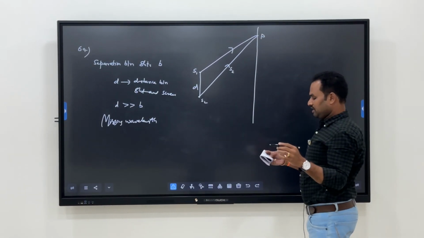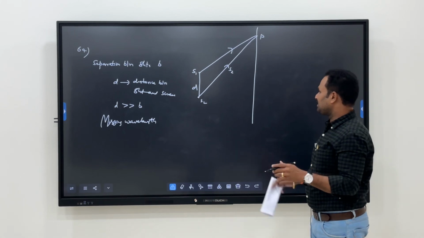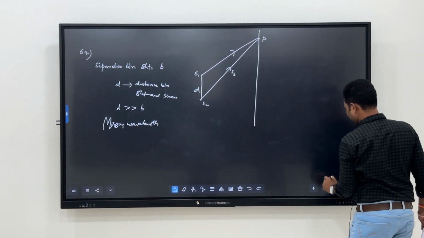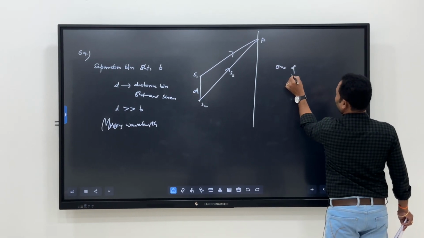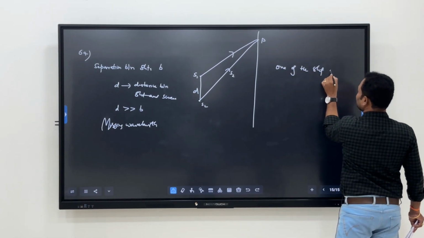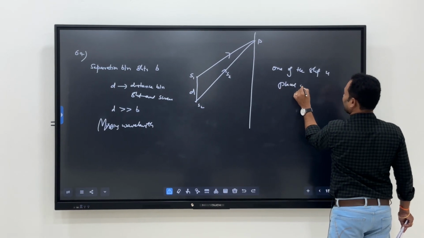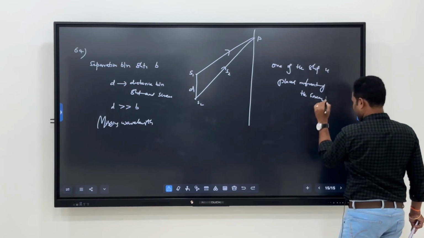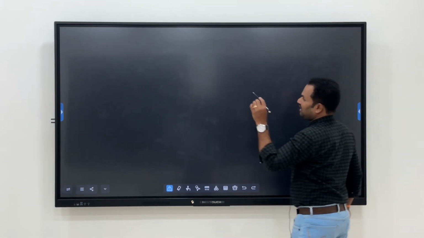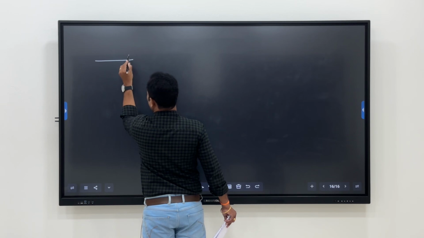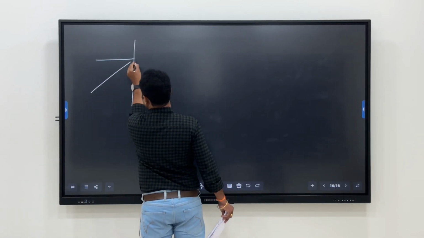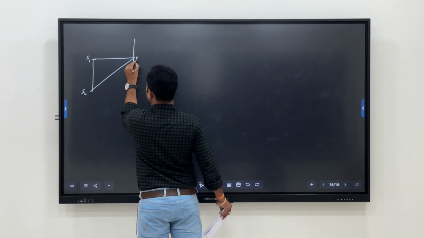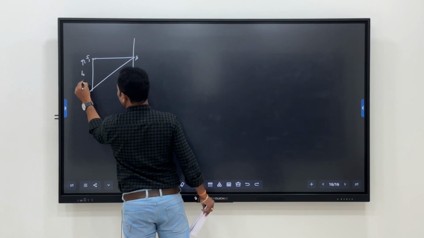This is the general concept, but here one of the slits is placed in front of the point on the screen. This is one slit, this is another slit, S1 and S2, and this is the point P. This is small b, and this is D.